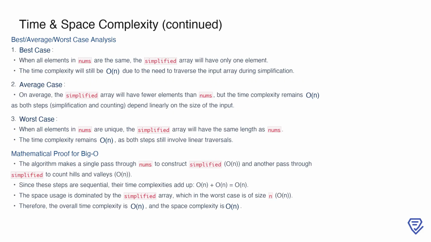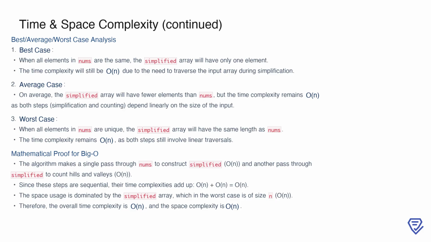Let's analyze the algorithm across the best, average, and worst cases. In the best case, where all elements in nums are identical, the simplified array will contain only one element. Although the simplification process still requires traversing the input array, the time complexity remains O(n). In the average case, the simplified array typically has fewer elements than nums, but the time complexity is still O(n), because both steps, simplification and counting, scale linearly with the size of the input. Finally, in the worst case, where all elements in nums are unique, the simplified array has the same length as nums. Despite this, the time complexity remains O(n), since the algorithm still involves two linear passes.